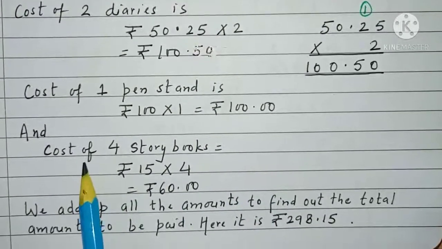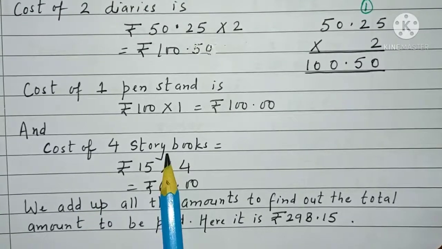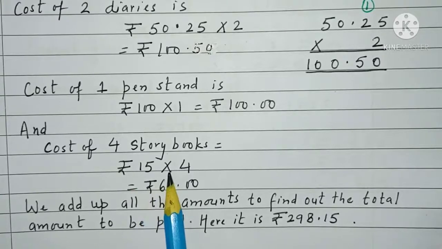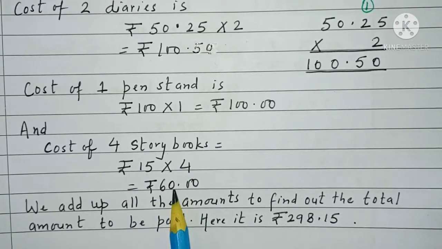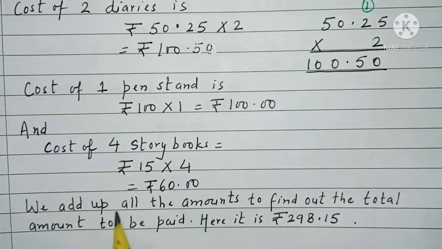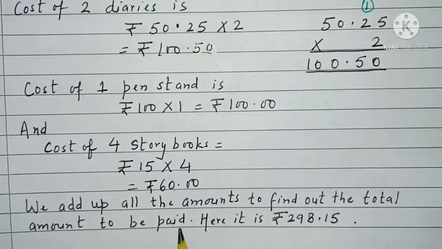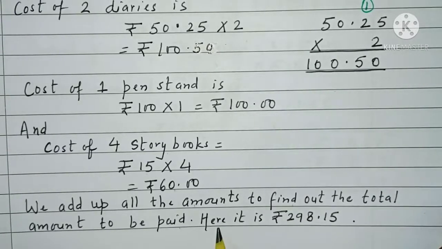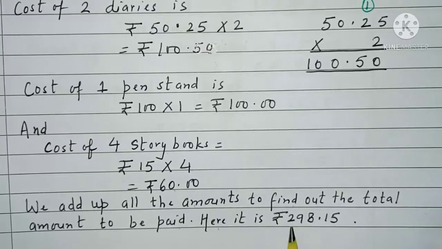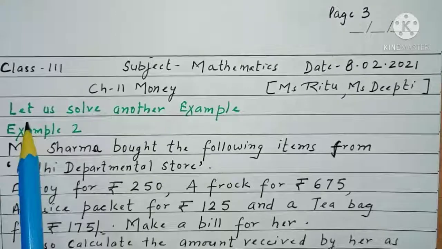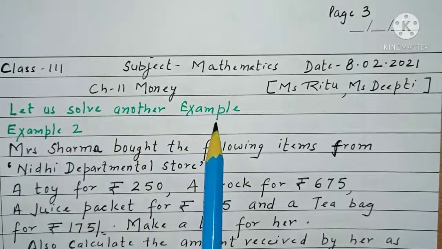And the cost of 4 storybooks is equal to rupees 15 multiplied by 4, which gives us rupees 60. And then we add up all the amounts to find out the total amount to be paid. And here this amount is rupees 298.15. Let us solve another example.